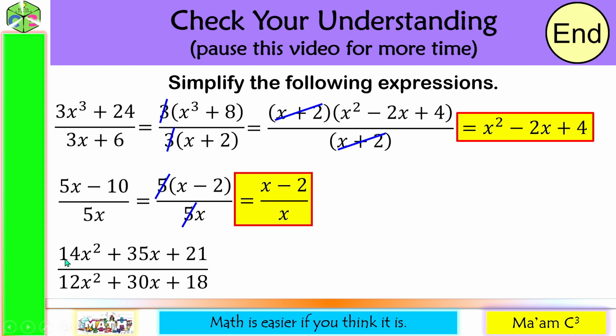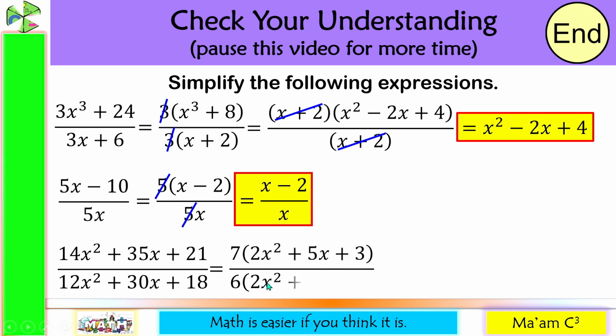Now for this one, let us factor out 7 in our numerator, and let us factor out 6 in our denominator. By doing so, we have a common factor that we can cancel out. So our final answer is just 7 over 6.